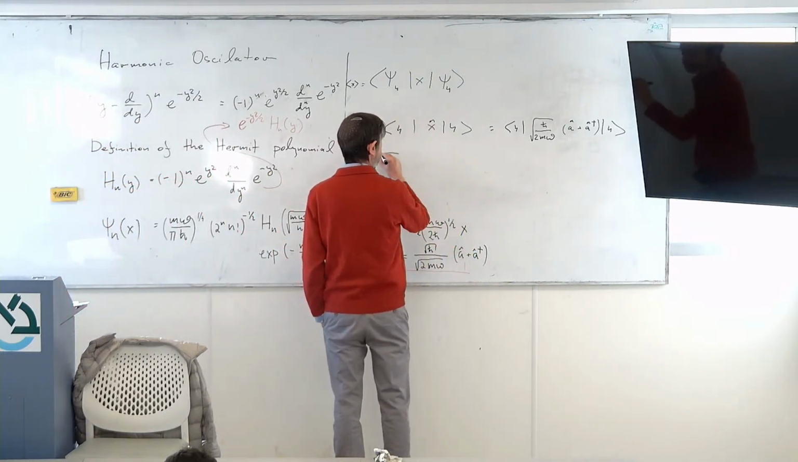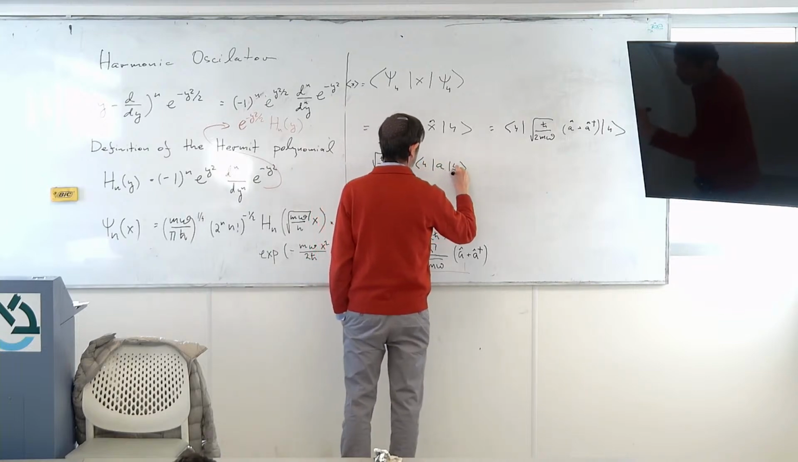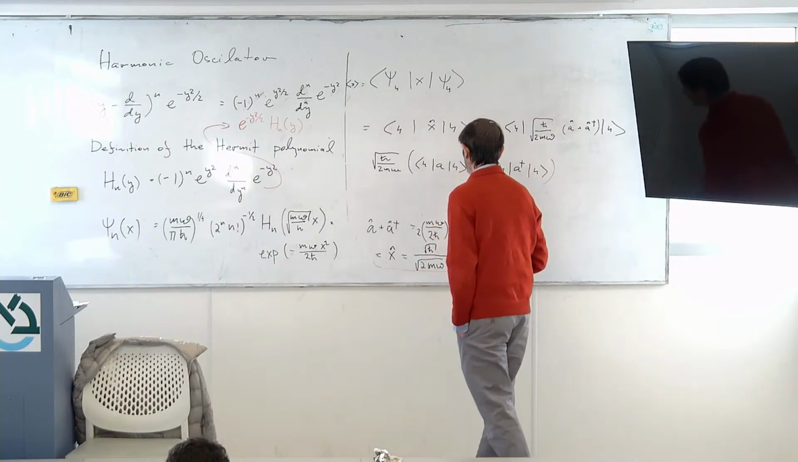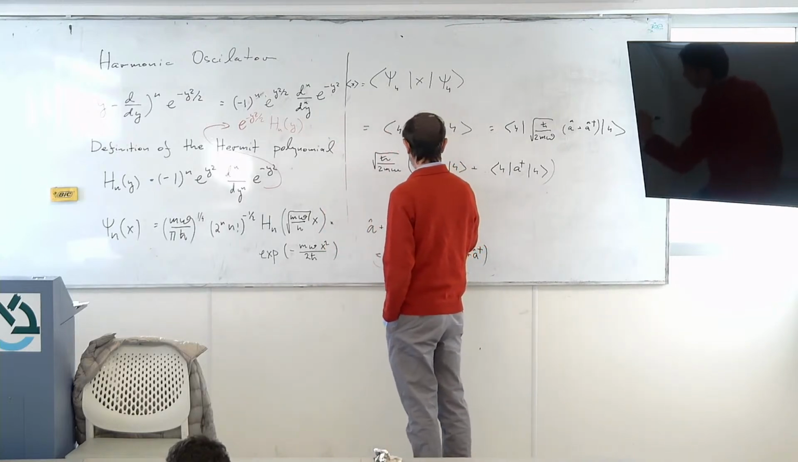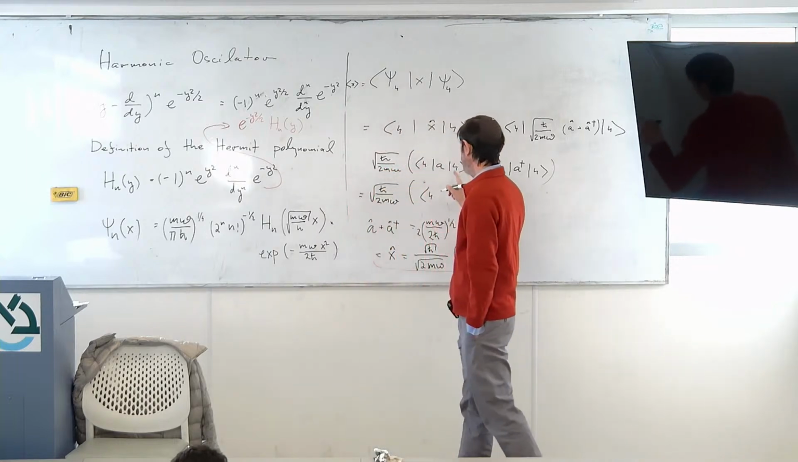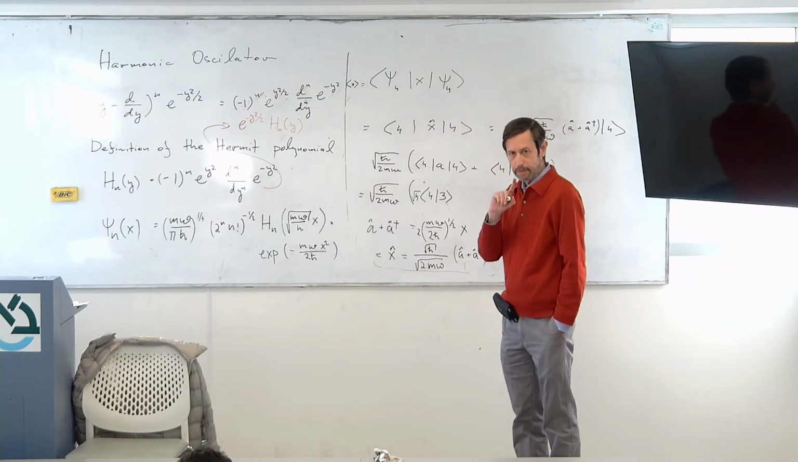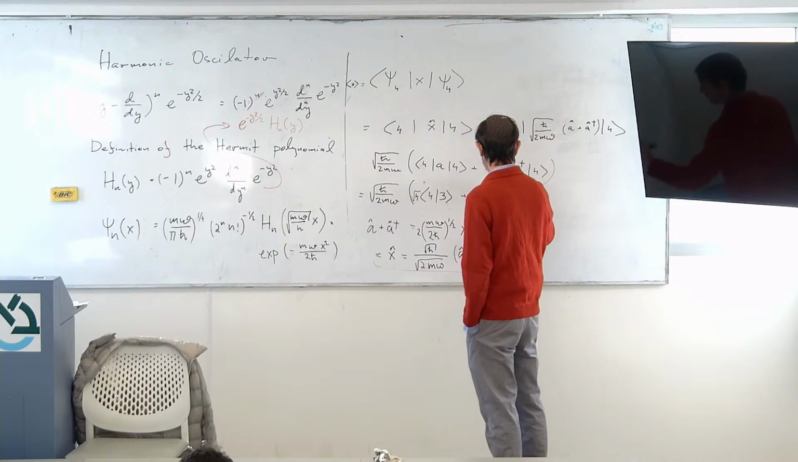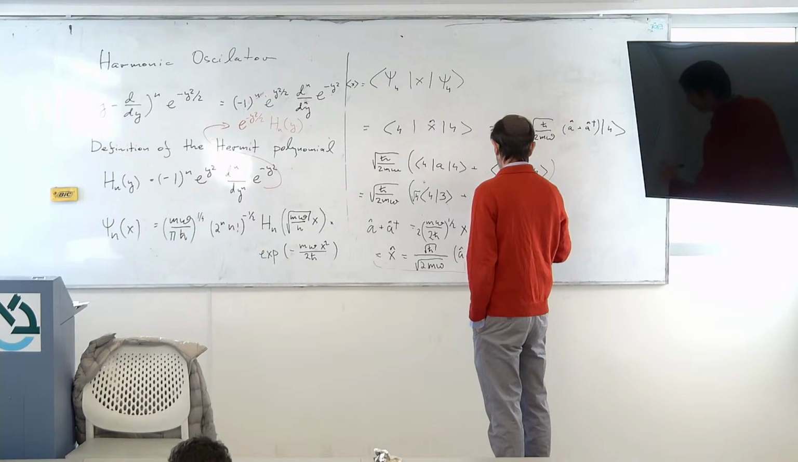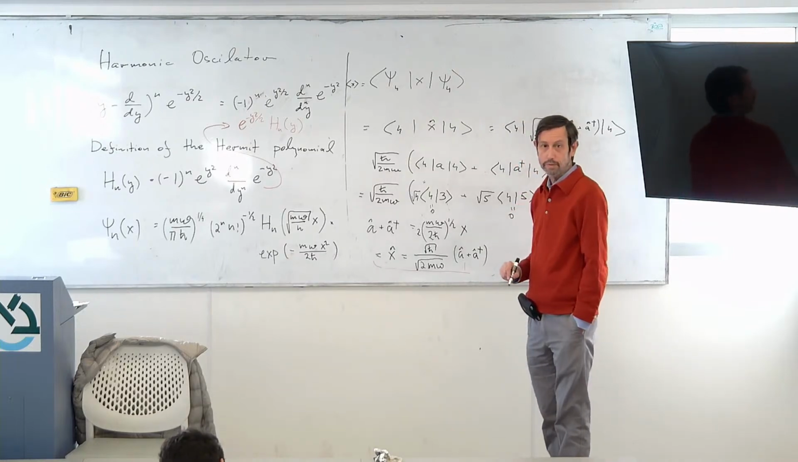Okay, so this is simply A is square root of 4, 3. This is 0. This is 0. It's 0.